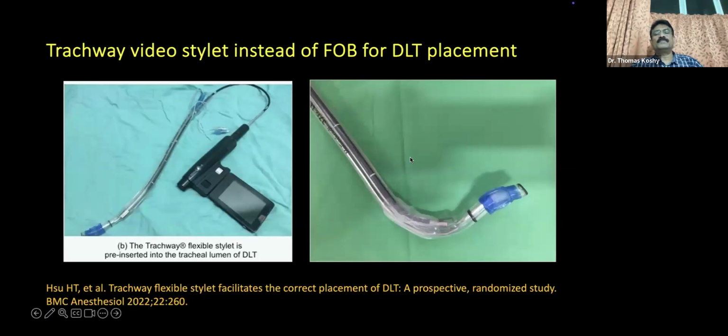Another gadget which has come in the market is using the Trackway video stylet instead of FOB for DLT placement. So this is the Trackway stylet, which is equipped with a video camera and connected to the monitor. That is introduced into the tracheal lumen and positioned there. This study came in 2022.